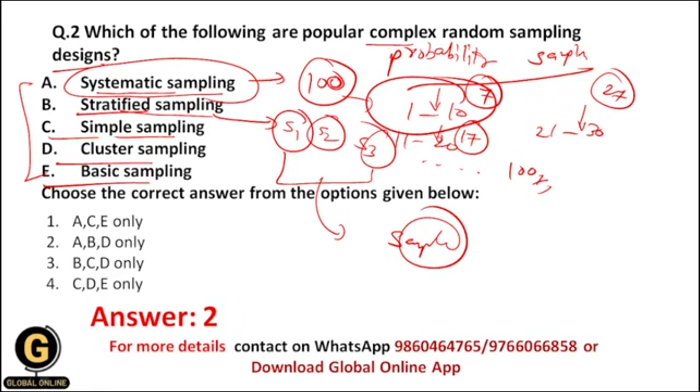So here as well I am going to select the samples randomly, and that's why this is a random sampling design. And over here as well I am going to use different kinds of procedures. Okay, and that's why this is a complex random sampling design.